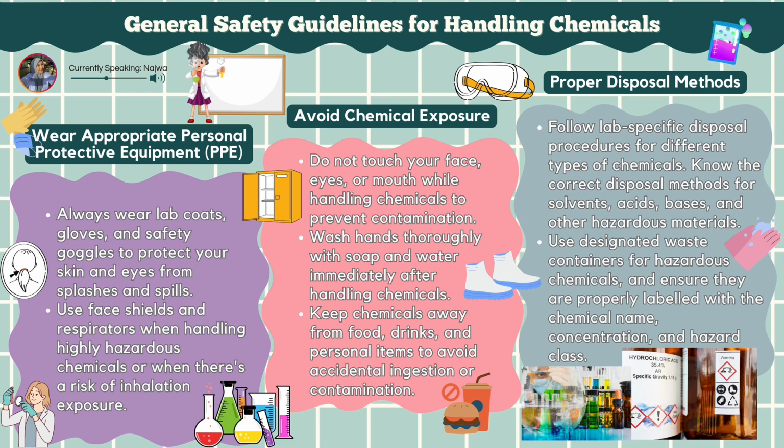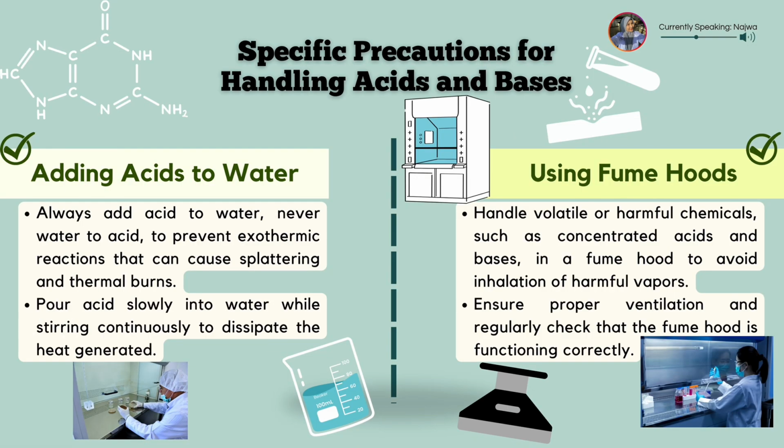Thirdly, proper disposal methods. Follow lab-specific disposal procedures for different types of chemicals. Know the correct disposal methods for solvents, acids, bases, and other hazardous materials. Use designated waste containers for hazardous chemicals and ensure they are properly labeled with the chemical name, concentration, and hazard class. This is specific precautions for handling acids and bases.